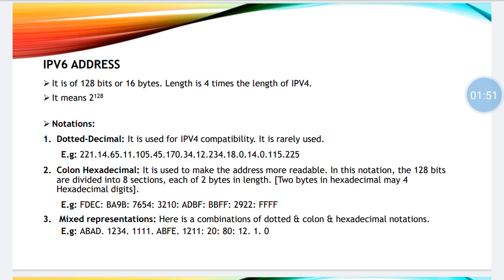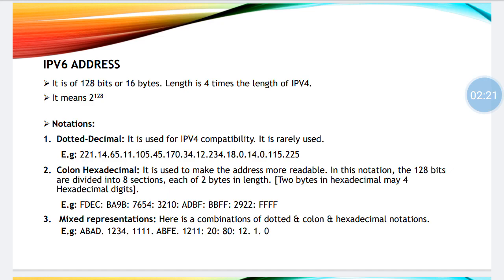The second notation is colon hexadecimal. As you can see in the given example, it is used to make the address more readable. In this notation, the 128 bits are divided into 8 sections, as you can see in the given example. This is the most preferred way of notation as far as IPv6 is concerned. Kindly comment which is the most preferred notation for IPv4.